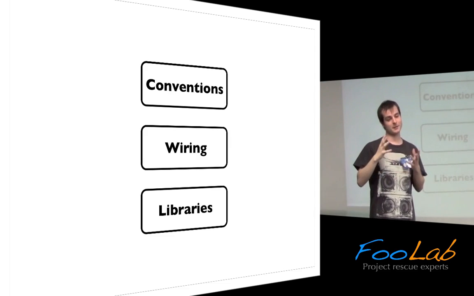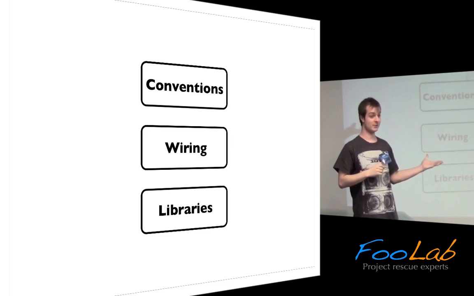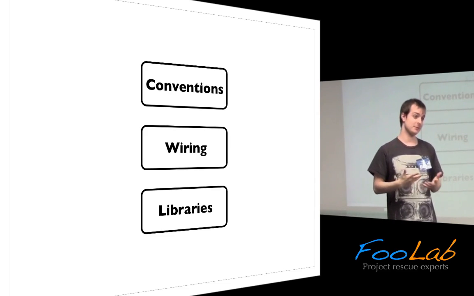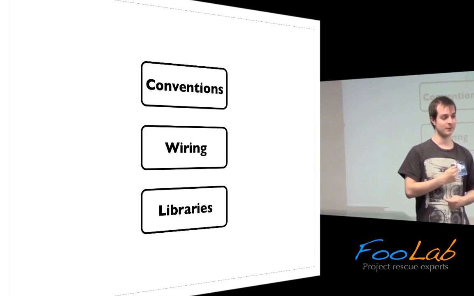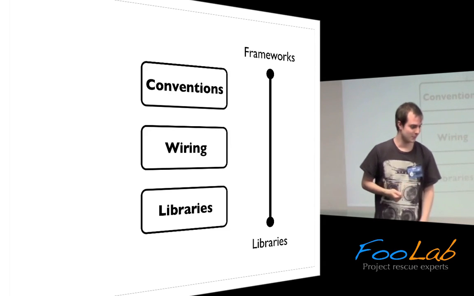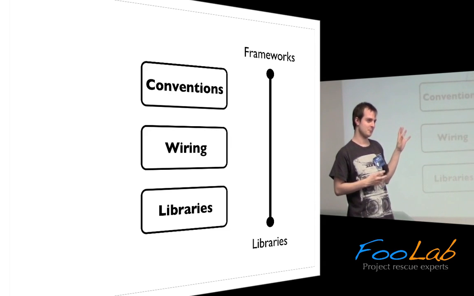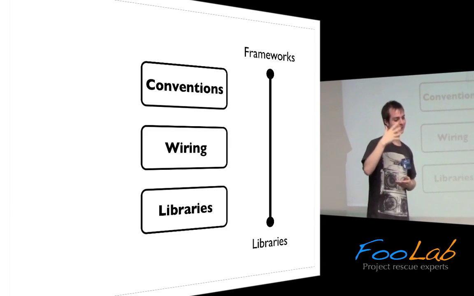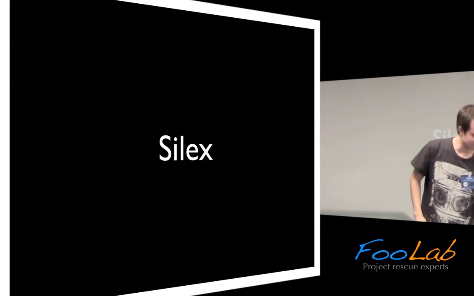The nice thing about this is that the conventions and the wiring are really optional. You don't have to use them. You can just use the libraries directly if you want to, or you can use the libraries plus the wiring and ignore the conventions. So this gives you more choice, which is good because it addresses most of the issues that arise with monolithic frameworks. This is maybe still not the perfect scale, but I think it's a better scale of looking at frameworks. So on the scale from libraries to frameworks, where do you think you are? Now we at least have something more concrete to talk about, which brings us to Silex.